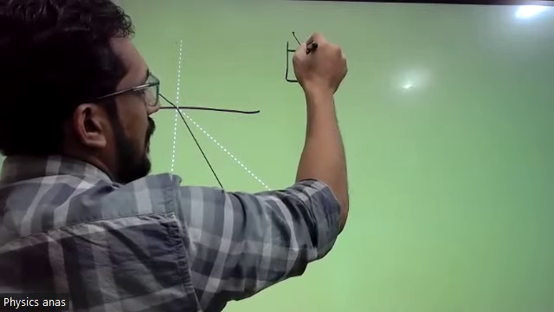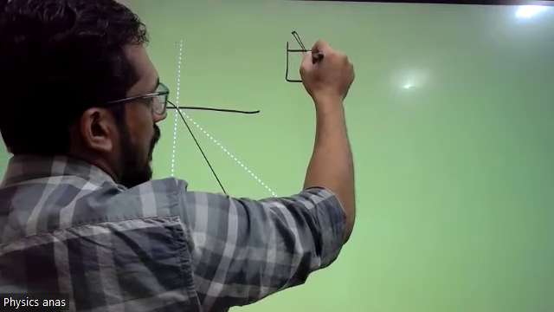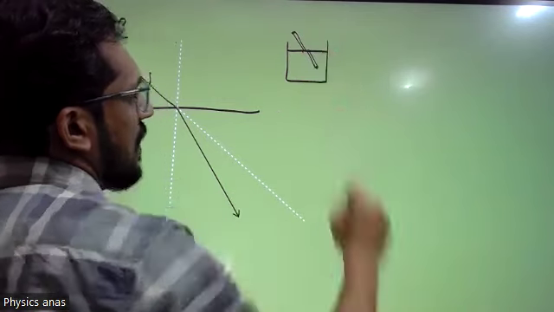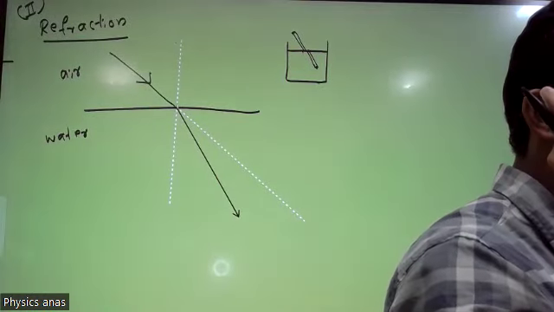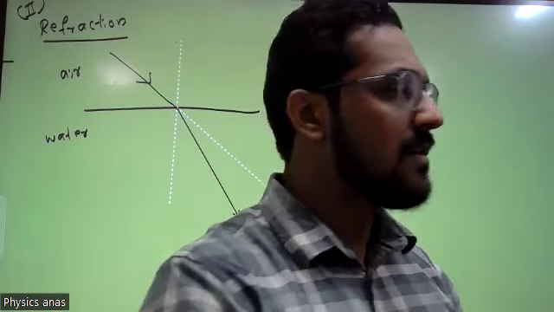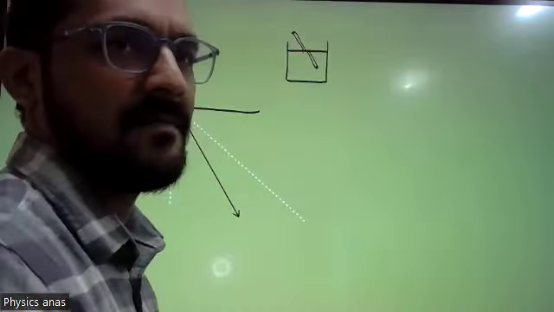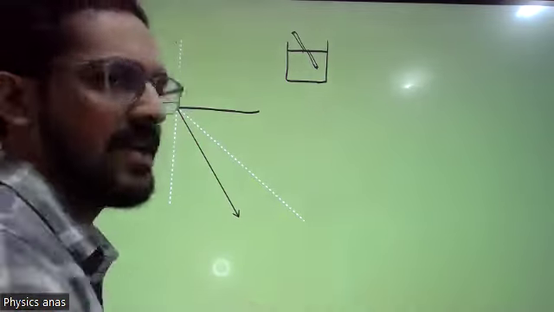What will happen? You put a pen or pencil here, and you will feel like it is broken. Is the pen or pencil actually broken? No, it is not. But you may think it is broken. That's because of refraction, because of the bending of light.